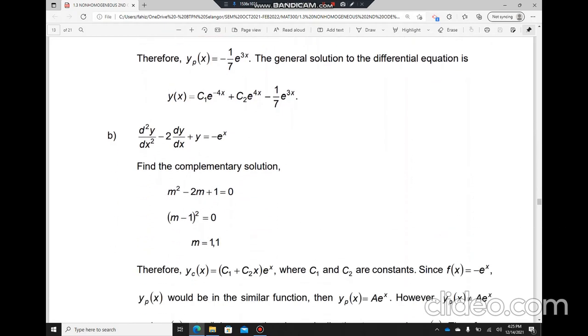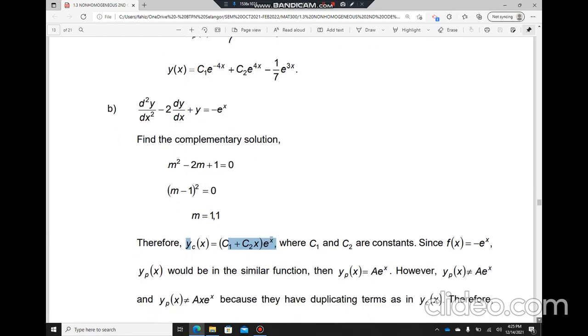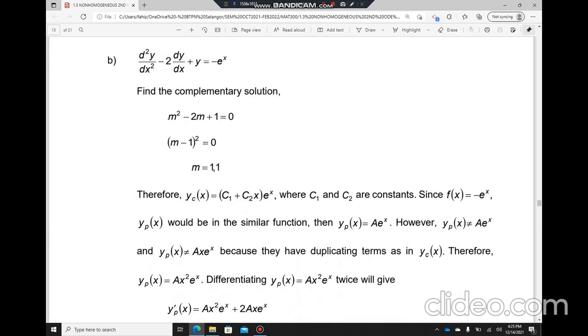Okay, untuk B sama juga. Solvekan, tukar dulu pada auxiliary. M square minus 2M plus 1 equals to 0. So your M is equals to 1 and 1. So awak akan dapat complementary solution yang ni. Okay, after you get complementary solution, tengok pula pada function ni sebelah kanan adalah exponent. So bila exponent YP kita akan jadi AEX. Okay, AEX. Tapi kita compare balik dengan yang ni, dia ada function yang sama ni.